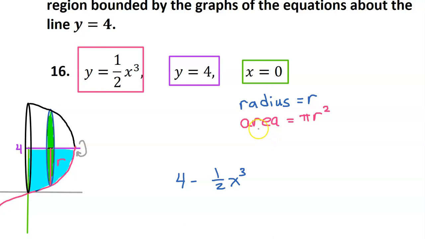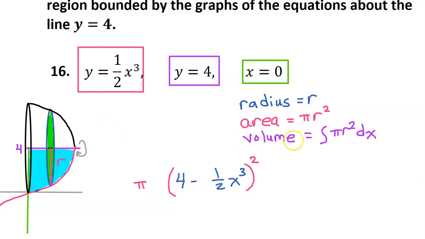Step 2 is to come up with an expression for the area of a single disk, but the area is always pi times the radius squared. So we can just take our expression for the radius and square it and put a pi out in the front.